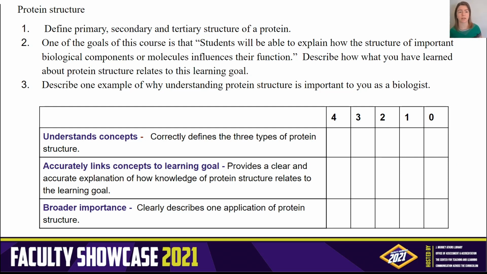And so if you look down at the rubric at the bottom, you can see the general setup. So there was always first an easier question that just saw, did they understand the concept? So maybe they had to define something or explain in their own words a topic. Then the second part, they had to show me how they understood how what they had learned linked to one of the major goals of the course. And then the last part, they had to tell me a real world example of why what they were learning really mattered.